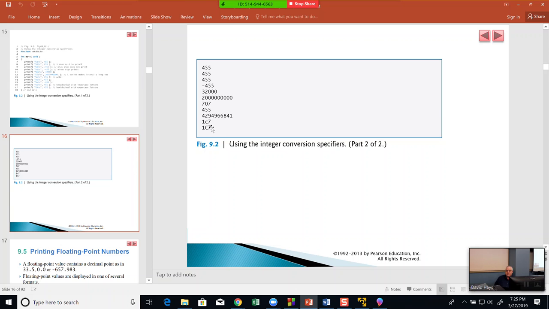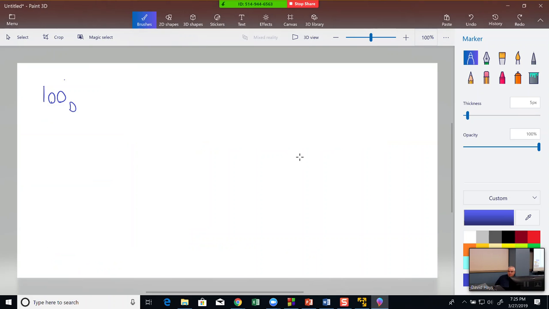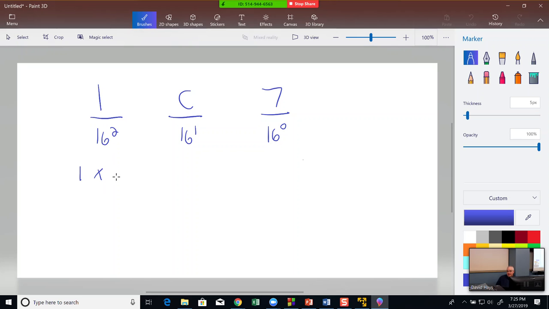Now, if you're wondering, what does 1C7 equal? 1C7. This is 16 to the 0 power. This is 16 to the first. And this is 16 squared. So this would be 1 times 16 squared plus C times 16 to the first plus 7 times 16 to the 0. So this is 1 times 256 plus C.